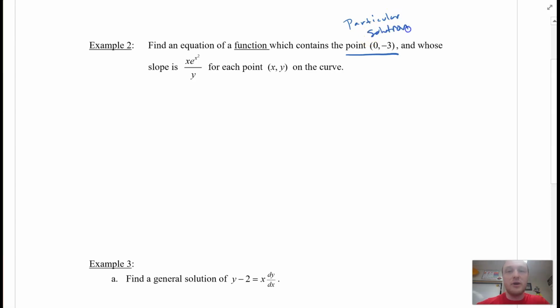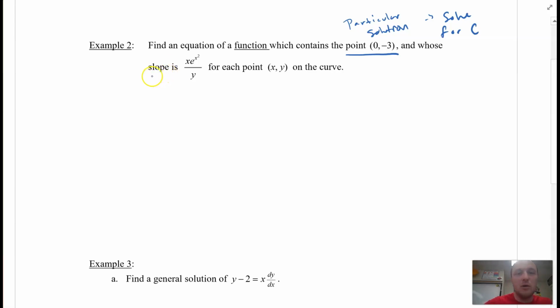Okay, so what we're going to go ahead and do, the steps are exactly the same, except we're going to have to go ahead and evaluate at that point to solve for C. Okay, particular solution, this kind of means solve for C. All right, so let's go ahead and take this information and solve it.